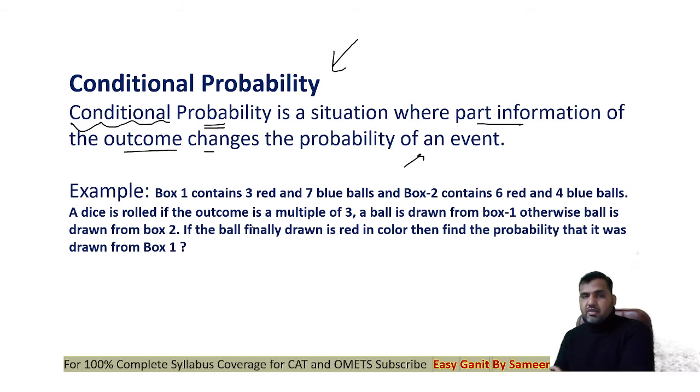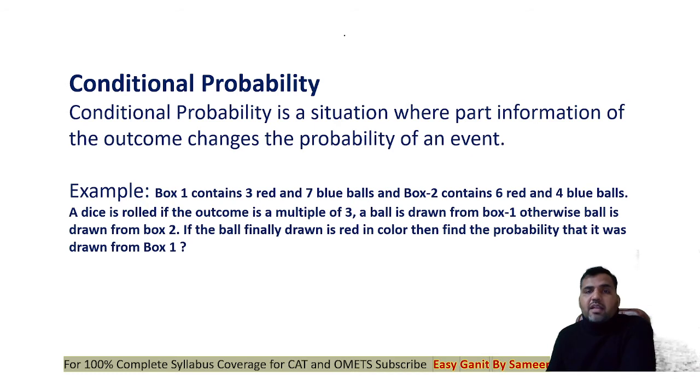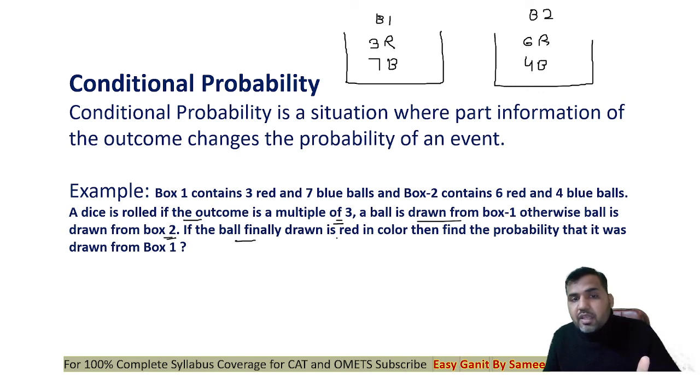For example, here in this question, look at it. This is exactly similar to the question that we were discussing in the previous slide. We have a box 1, right? In this box 1, we have 3 red and 7 blue balls. Then we have a box 2, and in box 2 we have 6 red and 4 blue balls, right? The question says a dice is rolled, if the outcome is a multiple of 3, a ball is drawn from box 1, otherwise a ball is drawn from box 2, which is exactly similar to the previous question, right? But there we were finding the probability of drawing a red ball, and in this question it says that the final ball that I'm drawing is actually red in color.